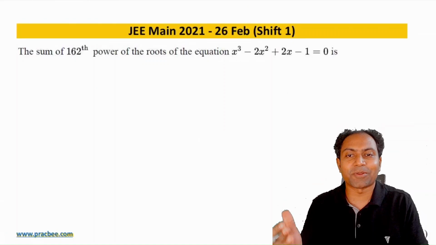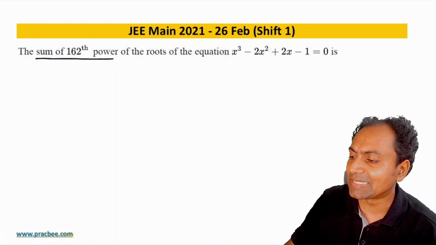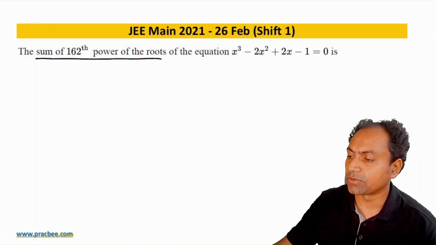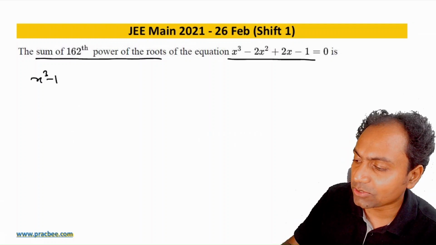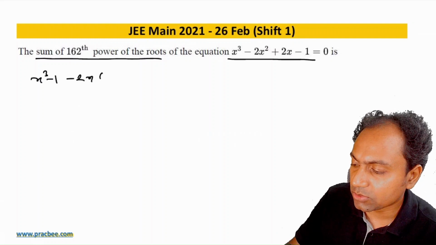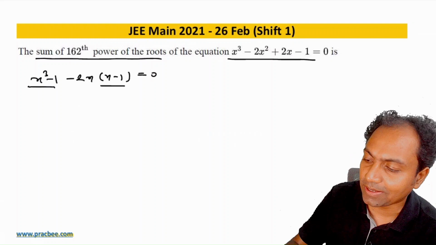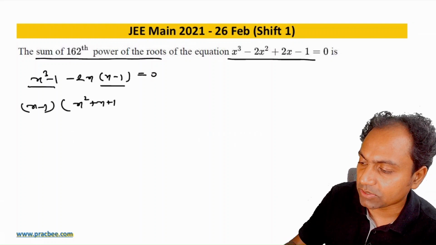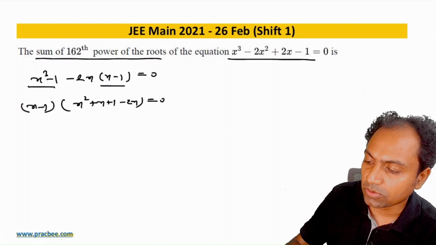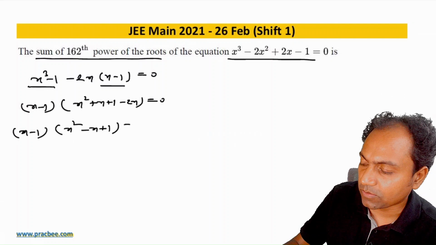Now let us see another problem that came in 2021. What they are saying is the sum of the 162nd power of the roots of this equation. So let us find first the roots of this equation. So we can regroup it as x cube minus 1 and minus 2x into x minus 1 equal to 0. So you can see that from here and here I can take x minus 1 common. What is remaining is x square plus x plus 1 minus 2x equal to 0. So x minus 1 into x square minus x plus 1 equal to 0.